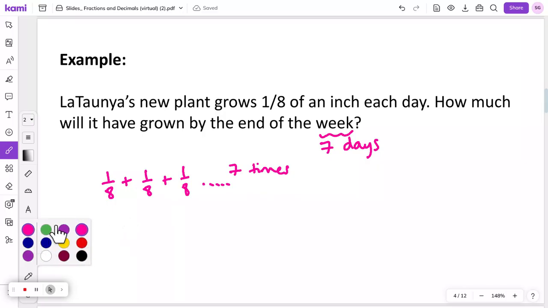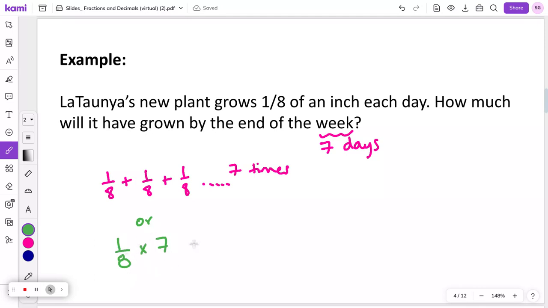Or, and the way I'm going to do it to save us some time, is using multiplication. I can say it grows 1/8 of an inch each day, and it does that for 7 days. When you go to multiply fractions, it's a little different than adding and subtracting fractions. When you multiply fractions, it is not necessary that the denominators are the same. So that's great news. I don't have to worry about changing 7 to a fraction with 8 on the bottom. That is not necessary.